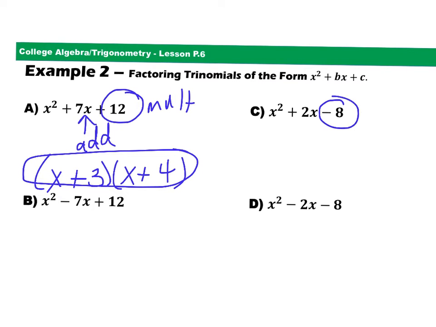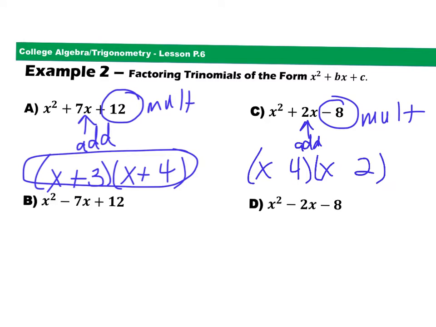So again, same thing. I want a negative 8 when I multiply, and 2 when I add. Think about 8. 1 and 8, 2 and 4. So I have 1 and 8, 2 and 4, which gives me negative 8 when I multiply, but 2 when I add. Okay, I have x and x, and I have 4 and 2. Agreed? Where does the negative sign go? I want my 2 to be positive when I add. So do I want it 4 minus 2 or negative 4 plus 2? Yep. It's like a little puzzle. You guys have to think.